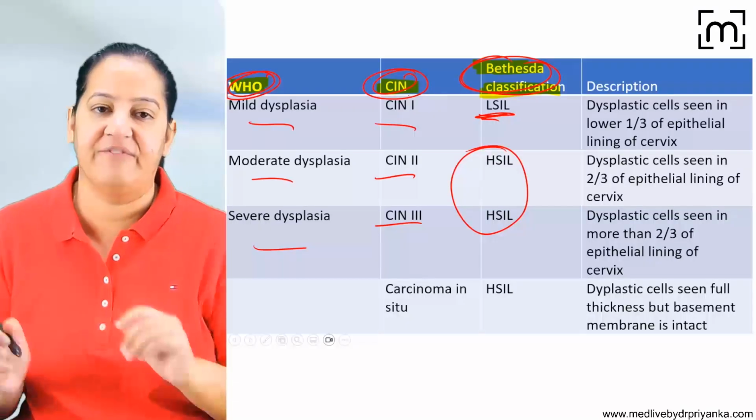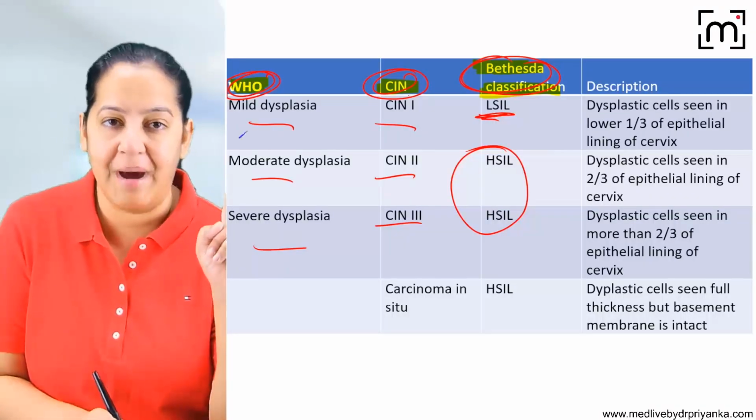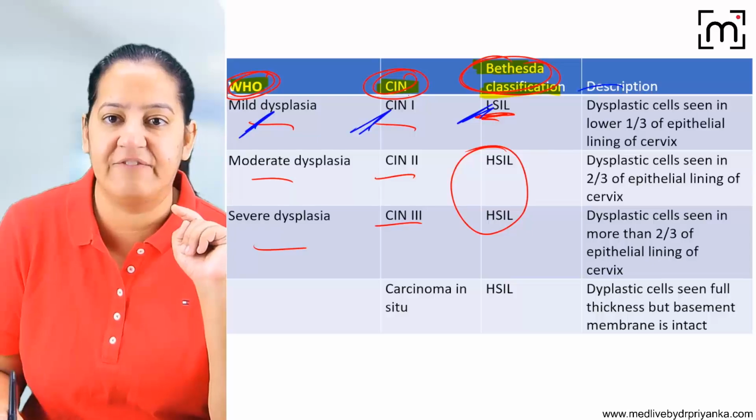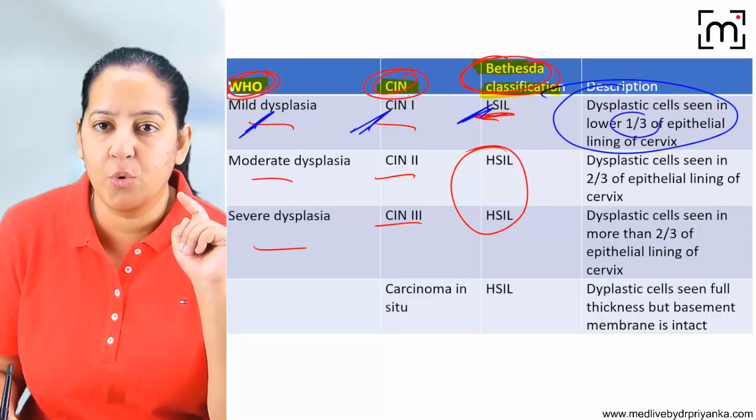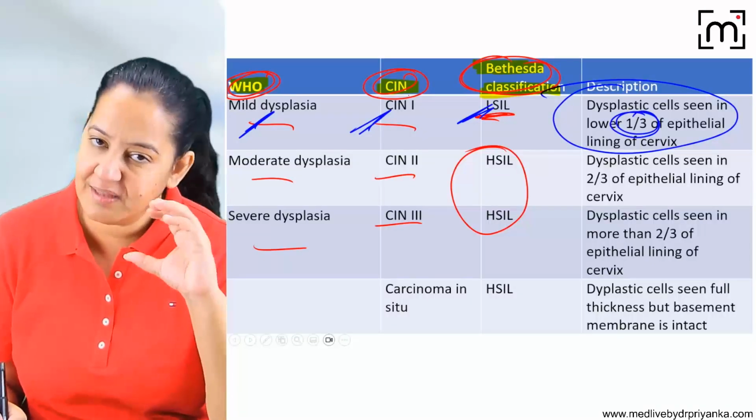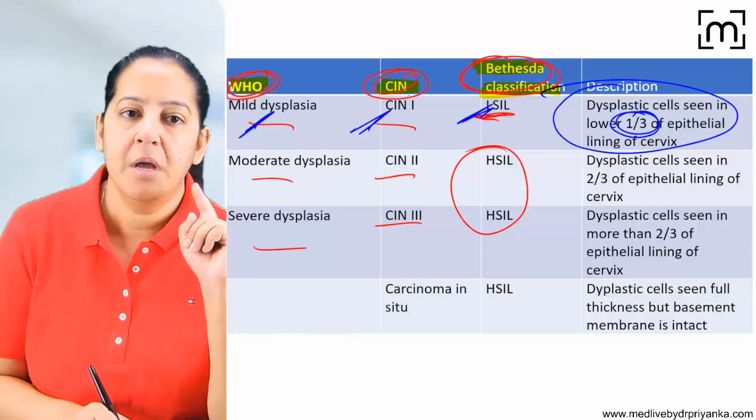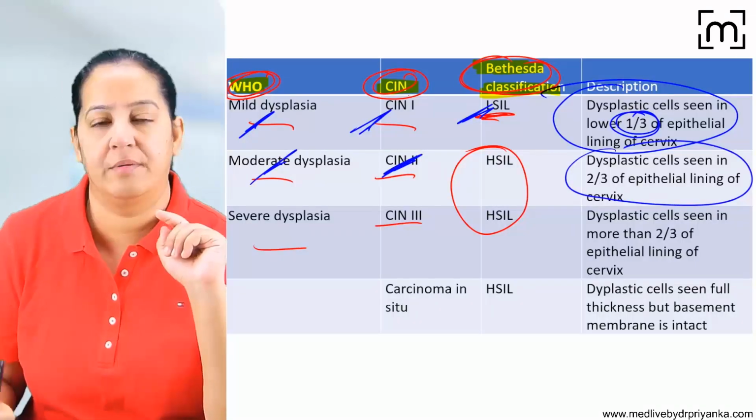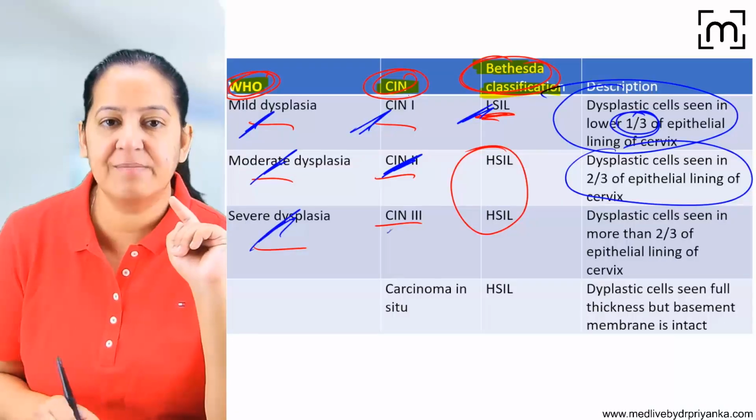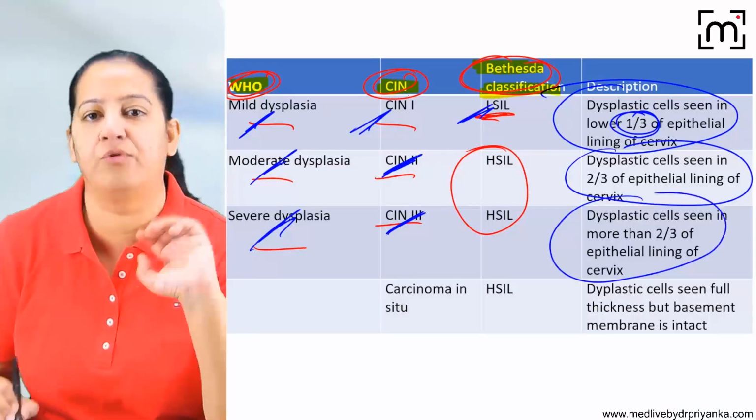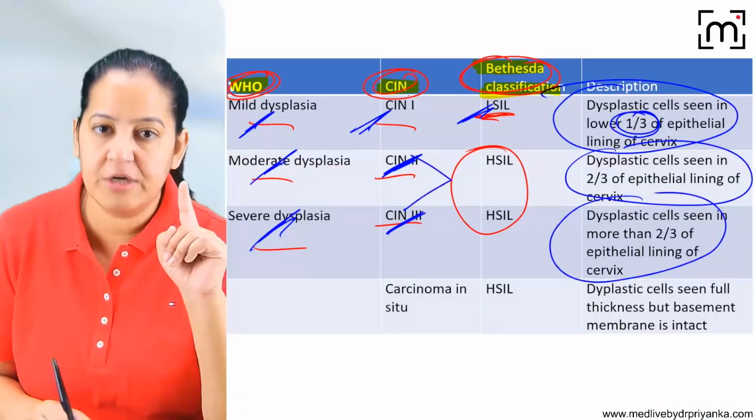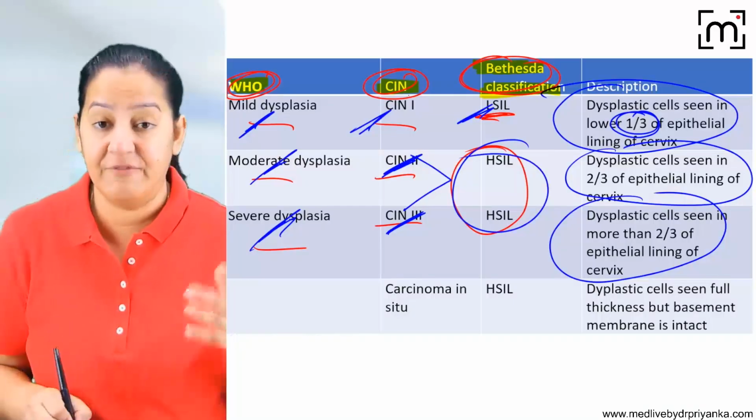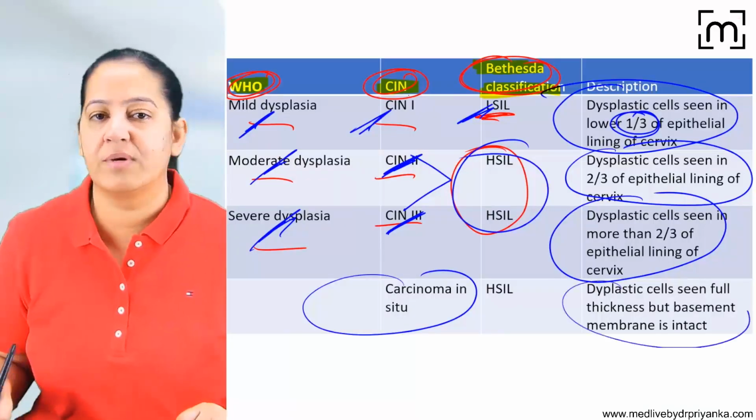And you should write the definition. For mild dysplasia, CIN1 or LSIL, the definition is the same: dysplasia is in the lower 1/3 of the thickness out of the total. Moderate dysplasia, CIN2, the definition is the same: 1/3 to 2/3. Severe dysplasia and CIN3 is more than 2/3 or full thickness. CIN2 and CIN3 together are known as HSIL. And full thickness dysplasia is known as carcinoma in situ.